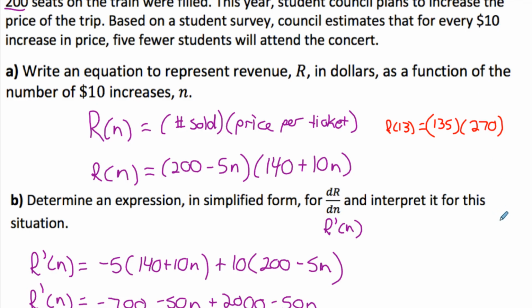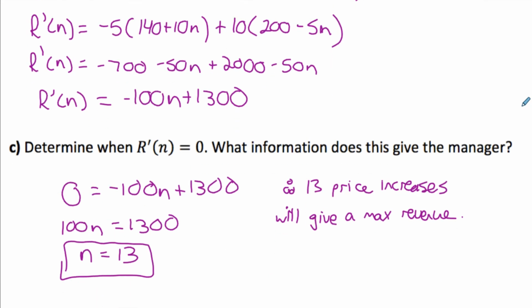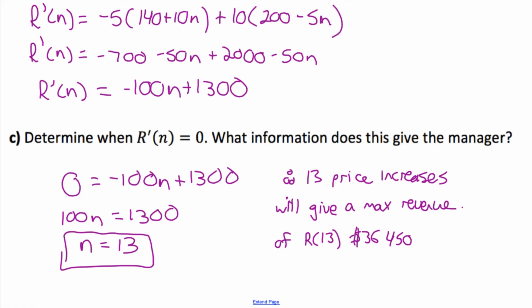So they're able to raise the price of the ticket quite a bit and able to maximize their revenue. I mean, they're not going to fill the train, but based on the amount each person is paying for a seat, that's how they're going to maximize the revenue. And the product of those two things is what gives us our max revenue of $36,450. So let me write that down. Give a max revenue of R at 13, which was $36,450.